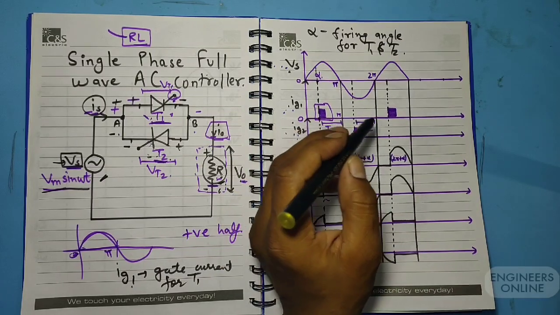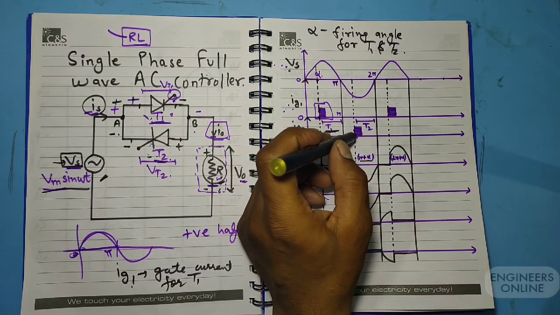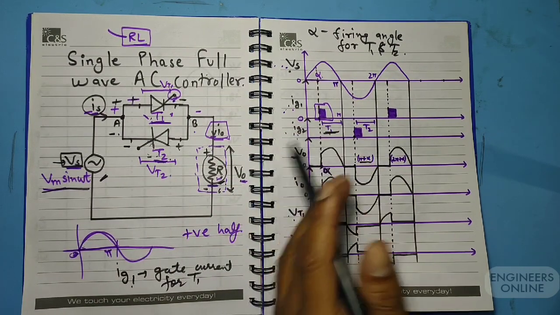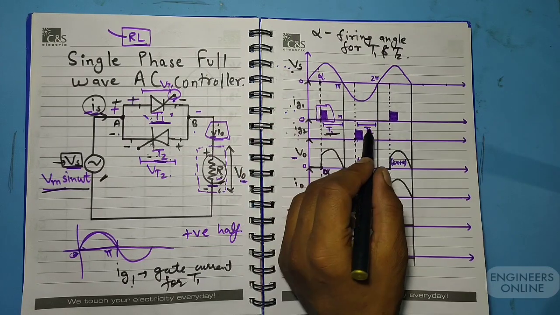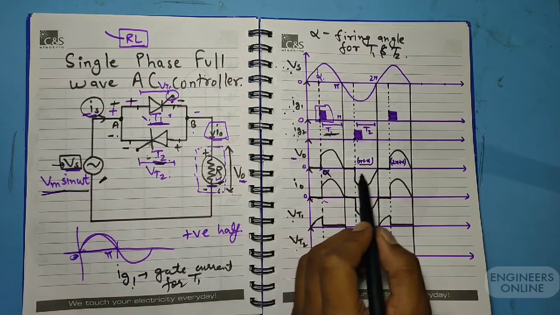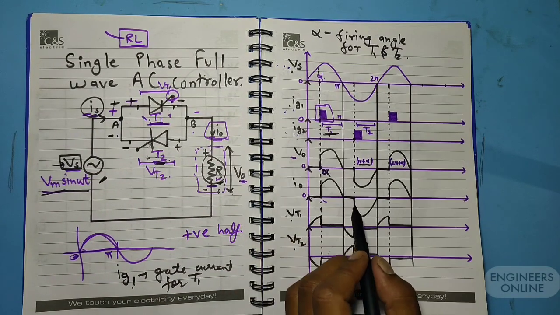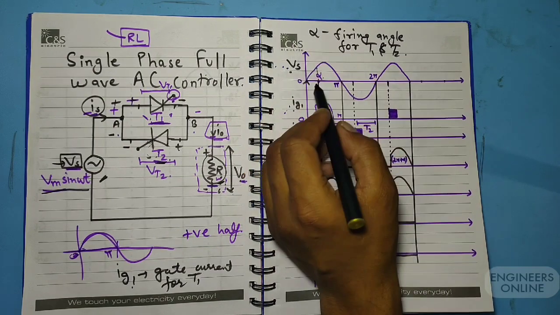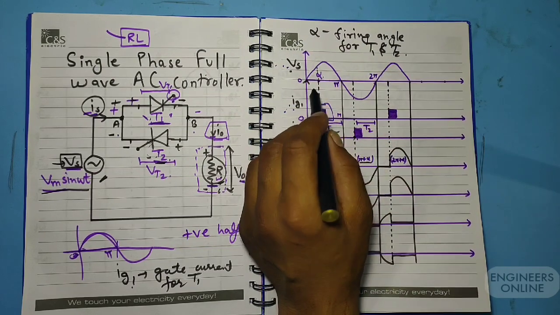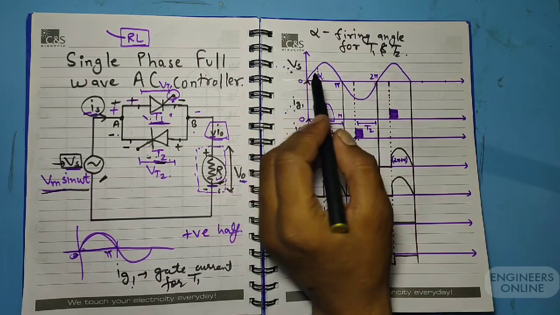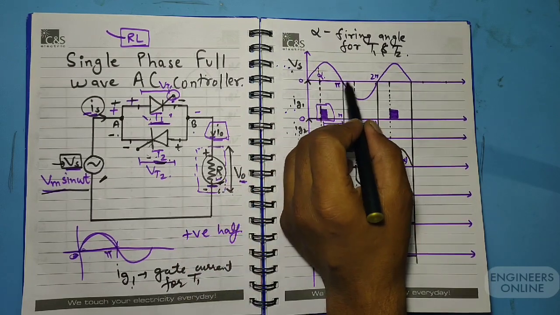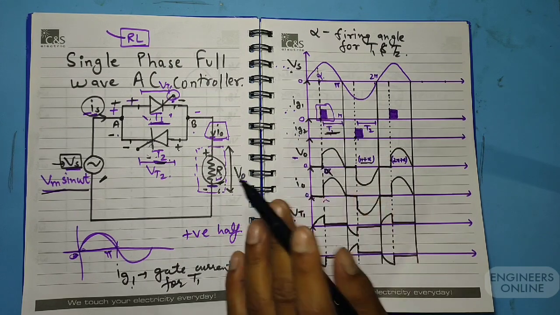So at the pi plus alpha point, we give the trigger pulse to T2, the same as happened here. T2 starts to conduct, turns on, and we get a potential drop across the resistance. Now we have completed 0 to 2 pi, the whole full cycle. As we have seen, from 0 to pi, the positive half cycle, T1 is conducting, and from pi to 2 pi, the negative half cycle, T2 is conducting.